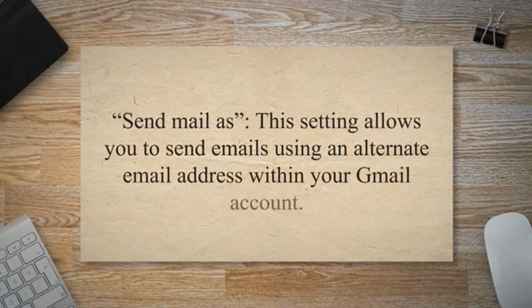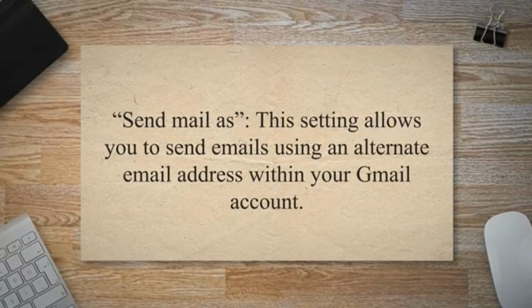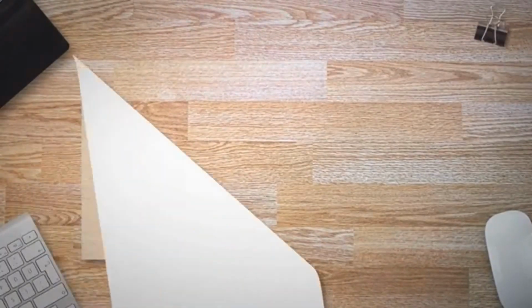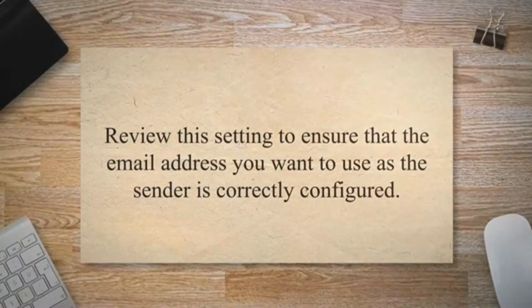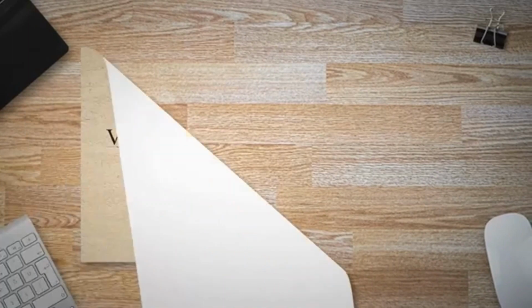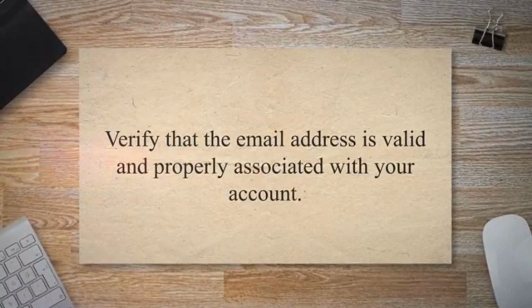Send mail as. This setting allows you to send emails using an alternate email address within your Gmail account. Review this setting to ensure that the email address you want to use as the sender is correctly configured. Verify that the email address is valid and properly associated with your account.